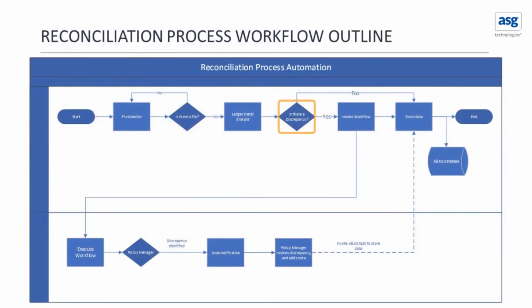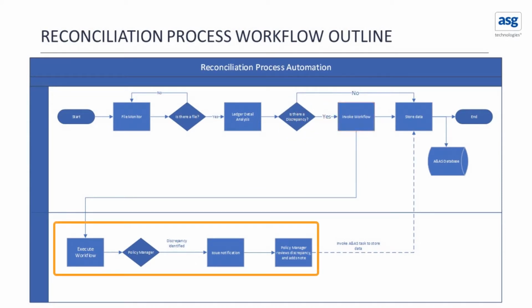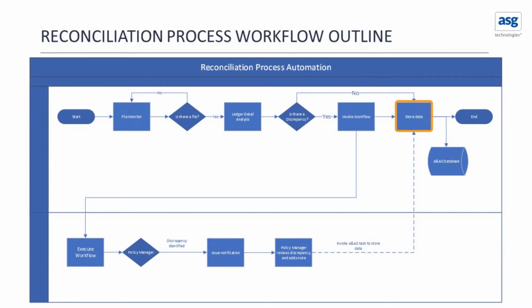In the event a discrepancy is identified, workflow is triggered per the business process. An organizational stakeholder is notified of the discrepancy and action is requested. Upon completion of the action, workflow is brought to its logical conclusion and data is stored for post-processing auditability. Now let's take a look at the part of the solution that allows definition of the business logic.